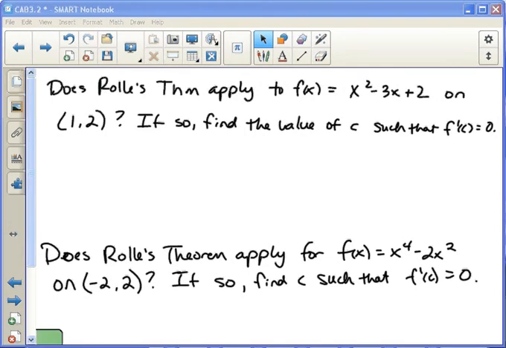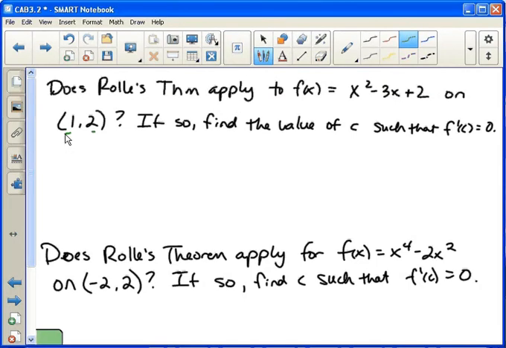The third requirement is that the endpoints have to have the same y value. So our two endpoints are 1 and 2. Those are given to us right here. So I take 1 and I plug it in the function, and you'll get 1 squared minus 3 plus 2 is 0, and you plug in 2 into the original function, and you'll also get 0. So all three requirements check out. Everything checked out. We're continuous, we're differentiable, and our endpoints have the same y value.